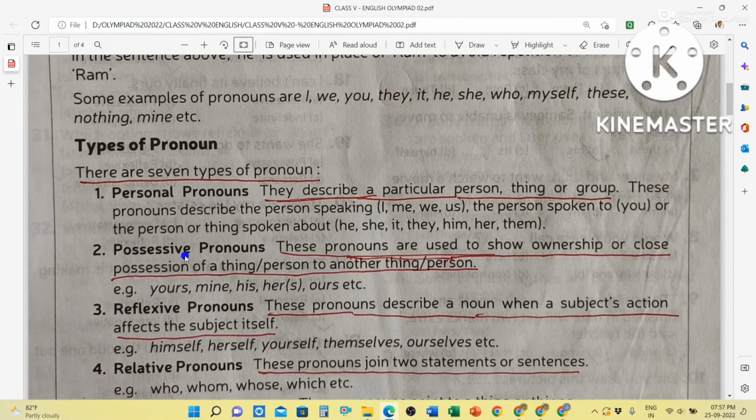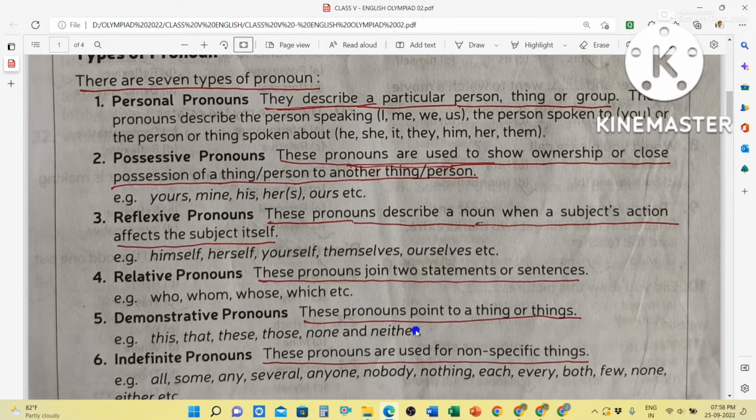Next is possessive pronoun. These pronouns are used to show ownership or close possession of a thing or person to another thing or person. Example: yours, mine, his, hers, ours, etc. Then reflexive pronoun. These pronouns describe a noun when a subject's action affects the subject itself. For example, himself, herself, yourself, themselves, ourselves. All the self words come under this pronoun category.